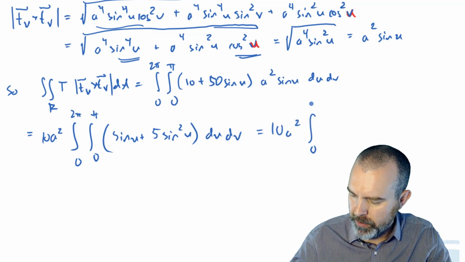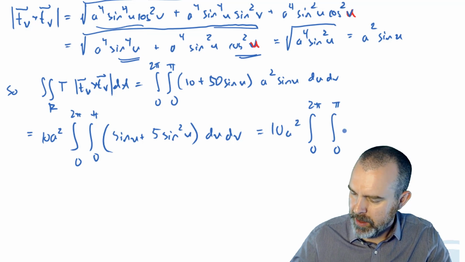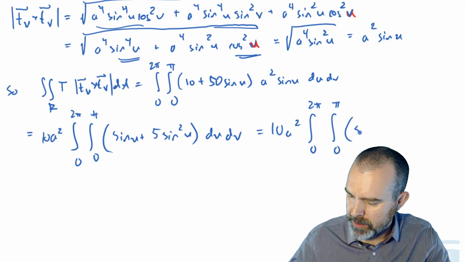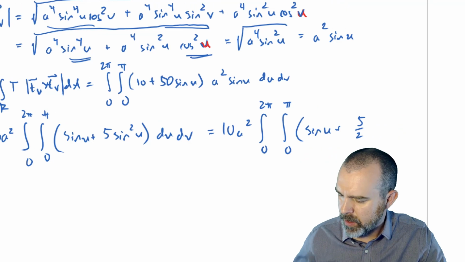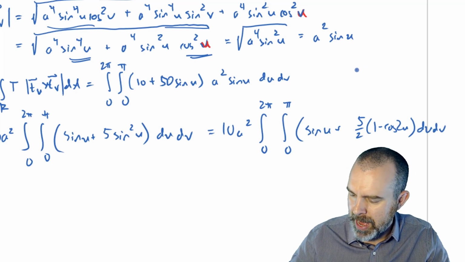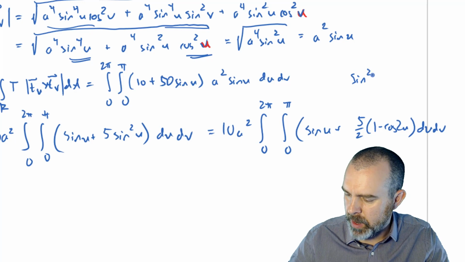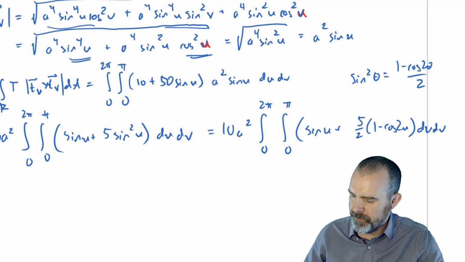10a squared integral from 0 to 2 pi, integral from 0 to pi. What will that be? Let's see, we'll have sine u plus 5, I guess it becomes 5 halves times 1 minus cosine 2u. That's a power reducing identity. Power reducing: sine squared theta equals 1 minus cosine 2 theta over 2. So that's what we did there.